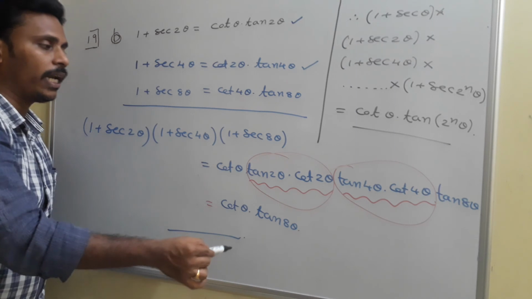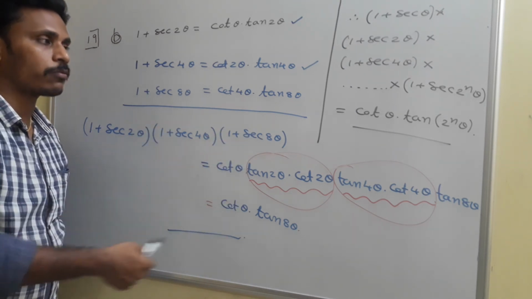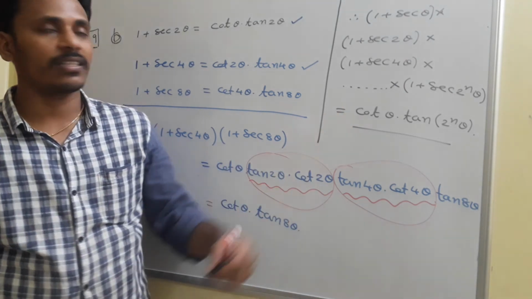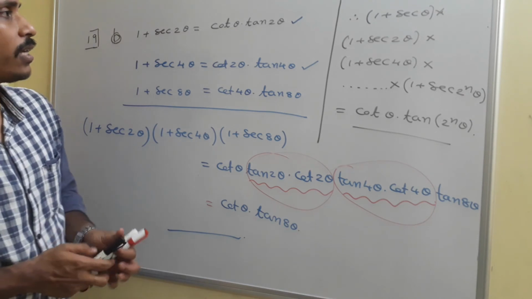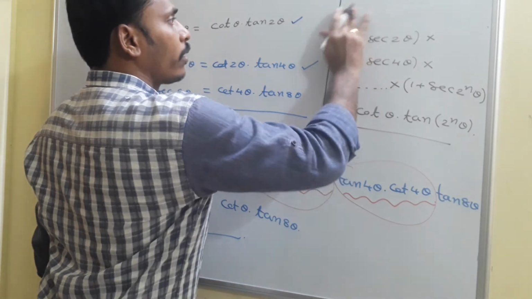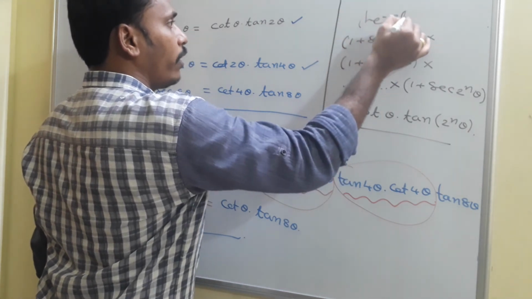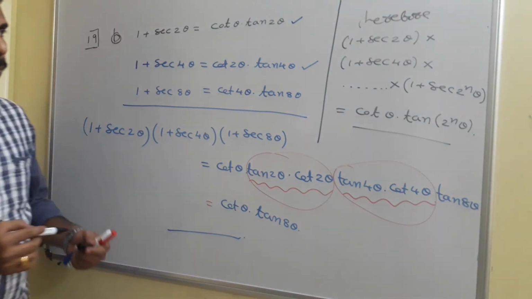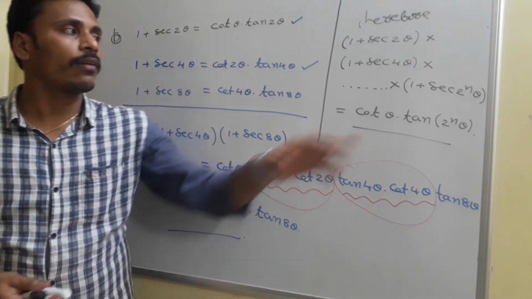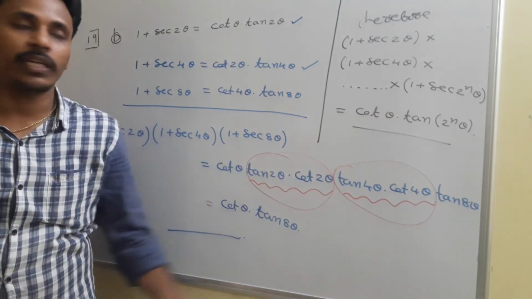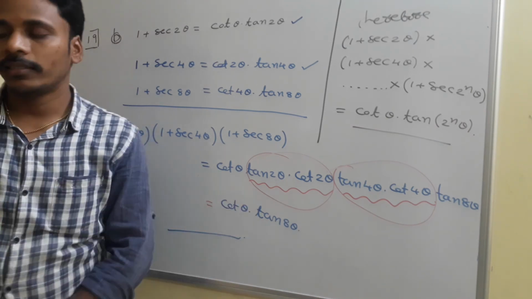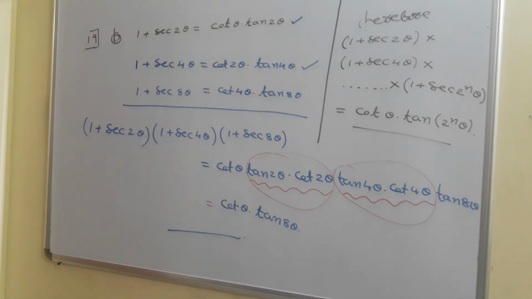Here I showed you for 3 terms, so you need to think about how it happens for 4 terms and 5 terms. And if you continue for n terms, the result at the end is this. The product of 1 plus secant, I need to start with 2 theta, not with secant theta. Sorry, yes, we need to start with 2 theta, not with theta. 1 plus secant 2 theta, 1 plus secant 4 theta, 1 plus secant 8 theta, and the last term is 1 plus secant of 2 power n theta, and its result is cot theta into tan of 2 power n theta. Just have a look and take a screenshot.